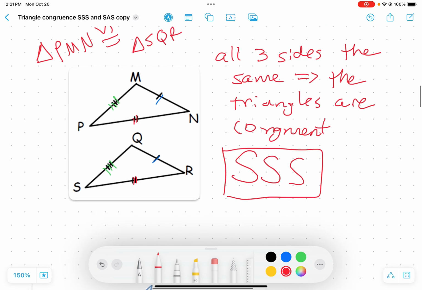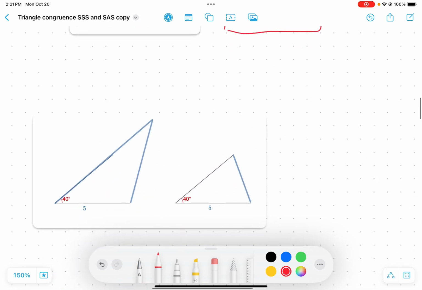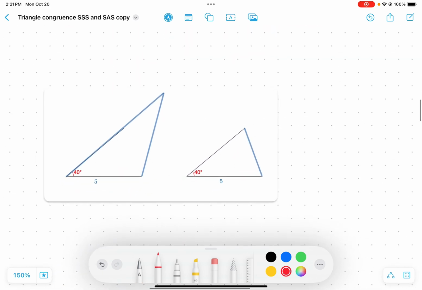We're going to talk about one more. We also talked about it today in class. So here, what do we have? Let's look at this example. So I have two triangles that both have this little angle, and they both have this side. But these two triangles are not the same.